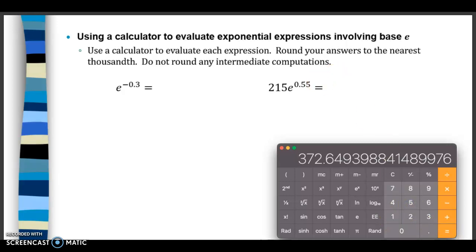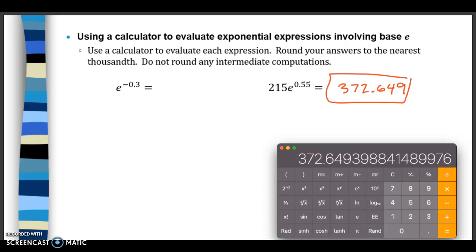And then we get 372.649. Let's look at the 9. That's the thousandths place. Look to the right of it. It's only a 3, so it's going to stay at a 9.